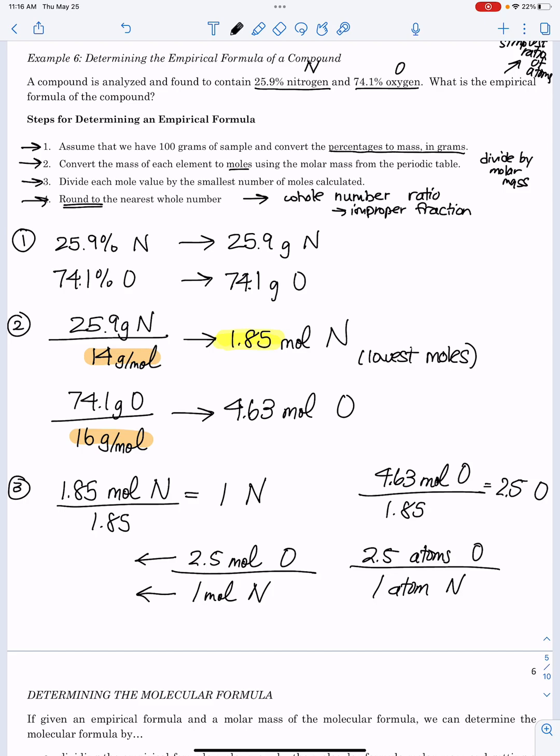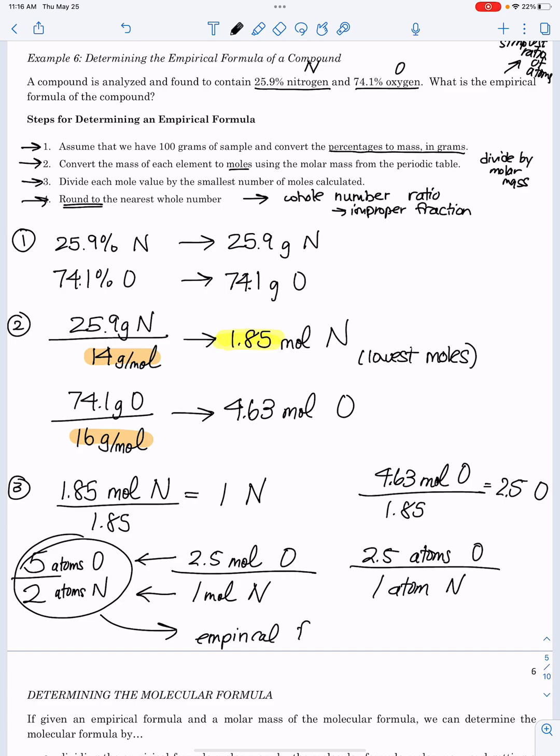Well, 2.5 over 1 is the same thing as 5 over 2. That is 5 atoms of O for every 2 atoms of N. And now I have a ratio of the atoms that I could get whole numbers to, and I could write my empirical formula. That means my empirical formula will then be N2O5, or you could write it as O5N2. I don't mind which way. This would be the correct answer that we're trying to find.